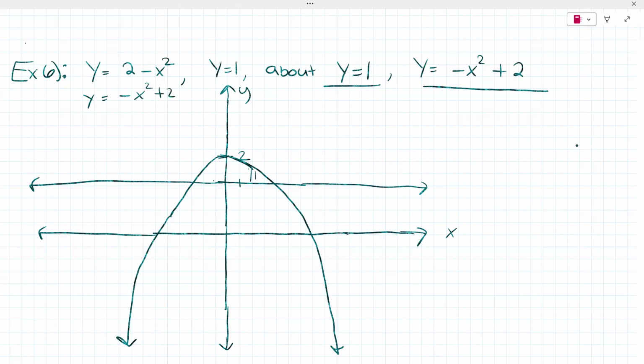I think this is the area. This is the region we need. This is the volume we need. This shaded area.